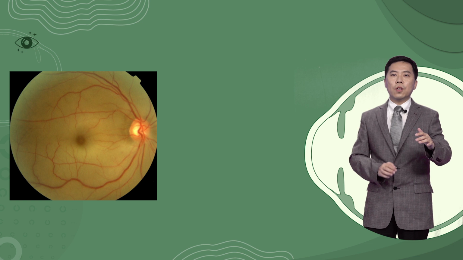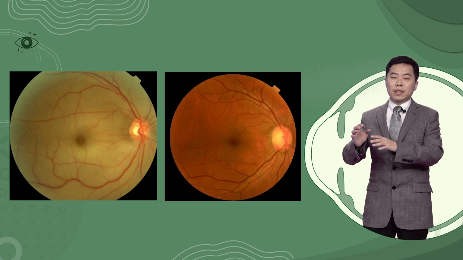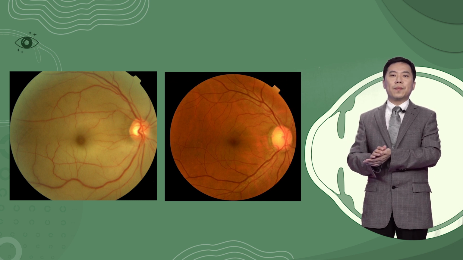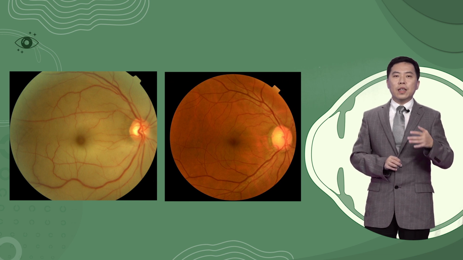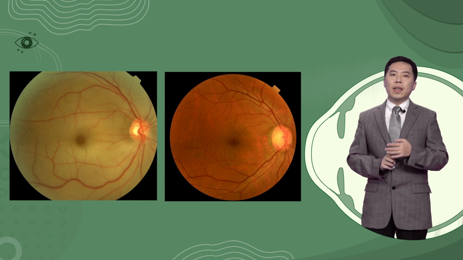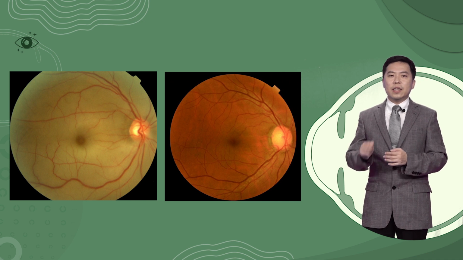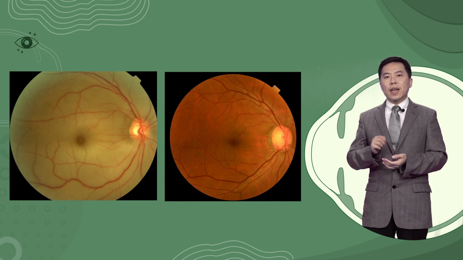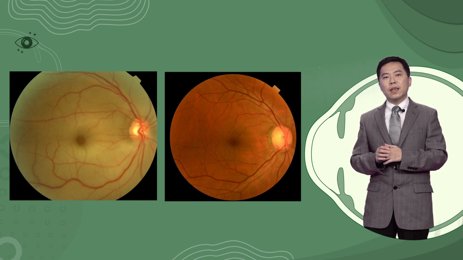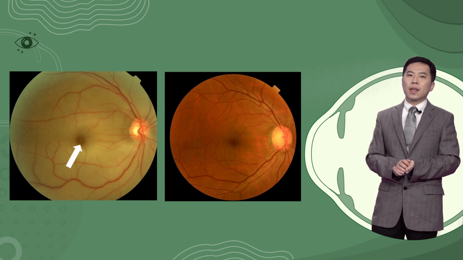Let's compare this photo to that of a normal eye. The normal neural retina is transparent. The brown color is the color of RPE and choroid. In CRAO, the neural retina loses transparency and appears white. Therefore, we cannot see the brown color of RPE and choroid, except at the fovea. There is no retinal vessel in the fovea, so it remains transparent. We can see a cherry red spot at the fovea.